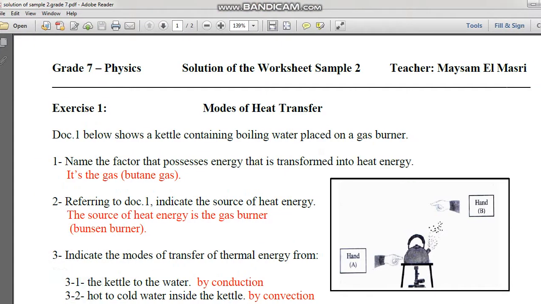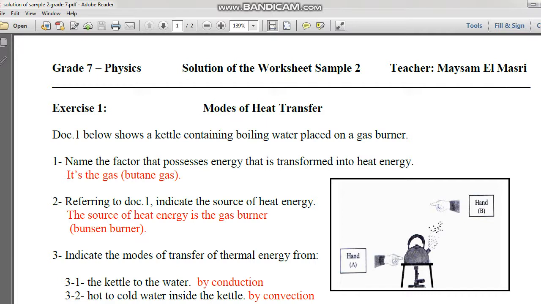Hello guys, today we will correct the homework that was given to you, the worksheet sample 2 about the transfer of heat, chapter 7, and chapter 8, the change of state. There are two exercises, exercise 1 concerning chapter 7 and exercise 2 about chapter 8. So let's start with exercise 1, modes of heat transfer. And I told you before that modes means the ways, okay, the ways of the transfer of heat.